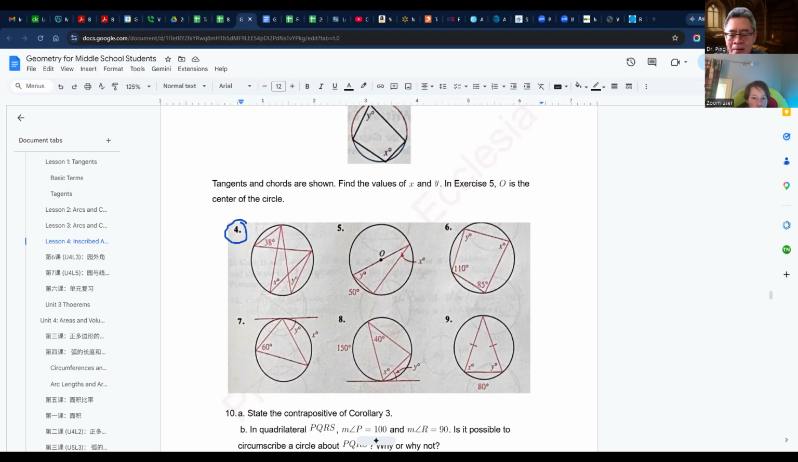You can see that X cuts the same arc as Y. So we know X equals Y. And it also cuts the same arc as this, which is 38. So X equals Y equals 38. Good. All right, let's do number 5.